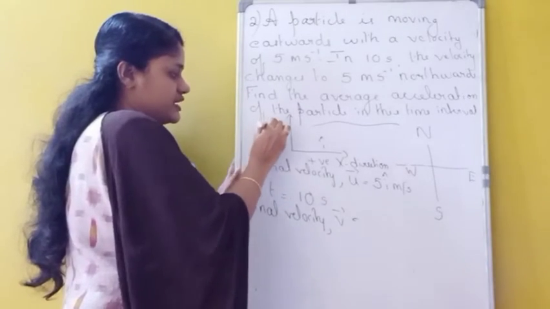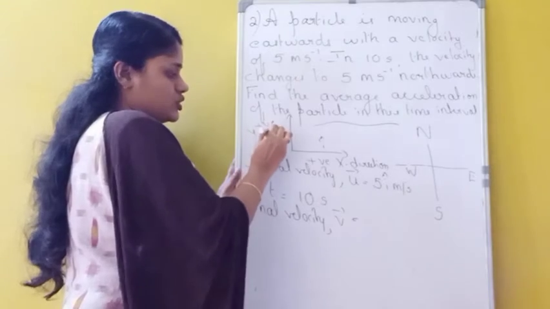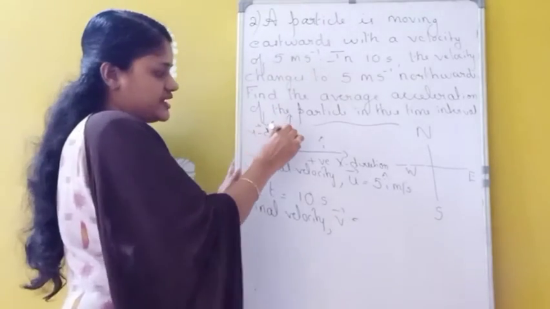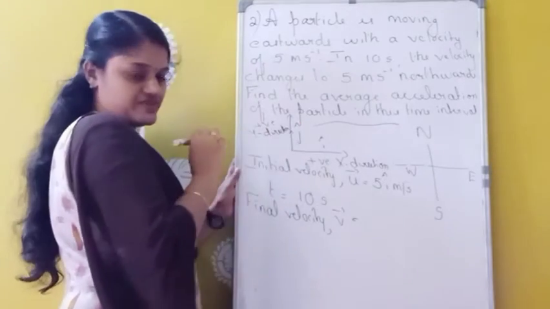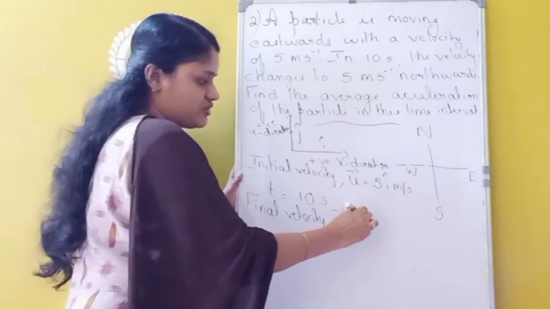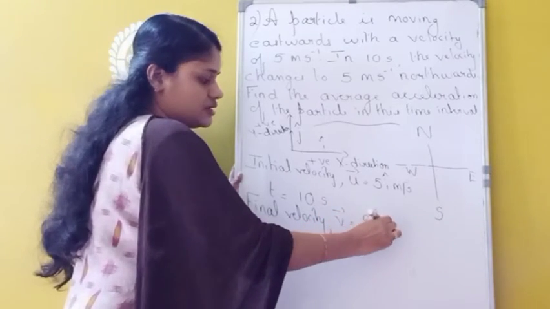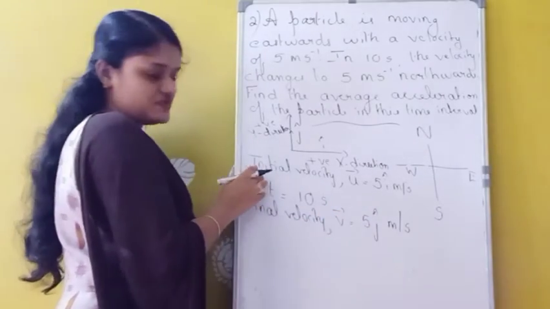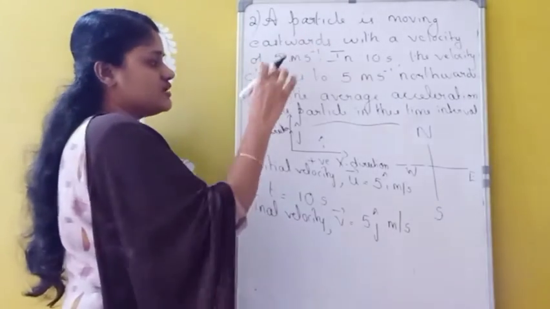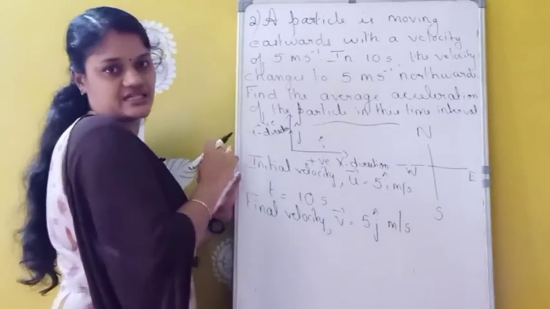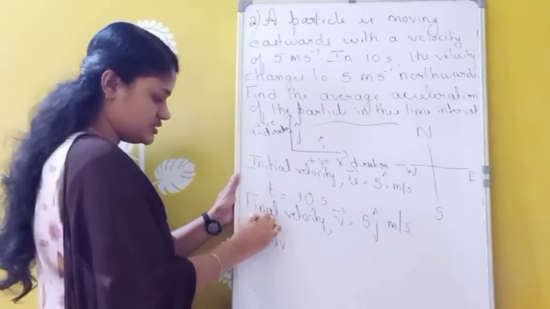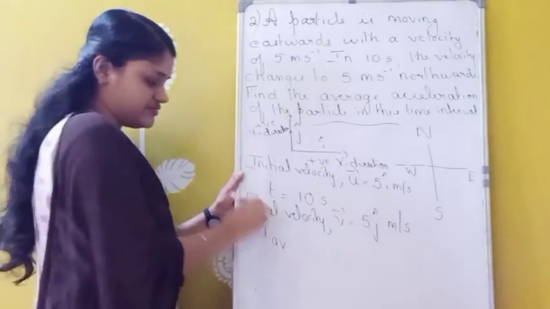What is the unit vector along the positive y direction? j cap. So we can write the final velocity vector b equals 5 j cap meter per second. So we got the initial velocity as well as the time interval. What we have to find out is the average acceleration, vector a average.